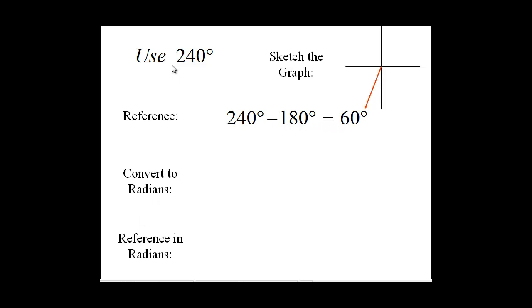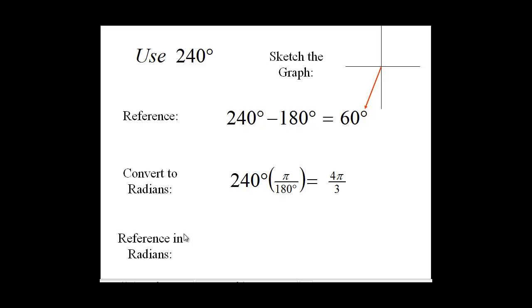Convert this to radians. Well, it has a degree symbol, so we multiply by pi divided by 180. You want the degrees to cancel. 240 times pi divided by 180. Degrees cancel. The zeros cancel. 24/18 comes out to 4 pi over 3.